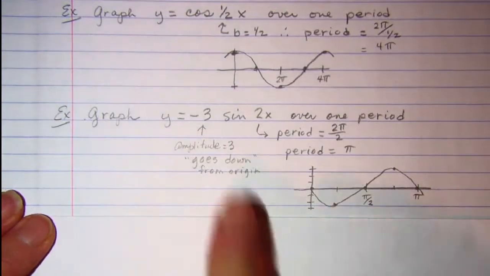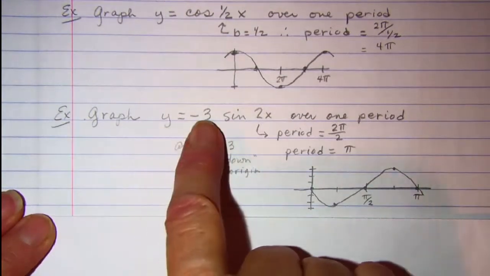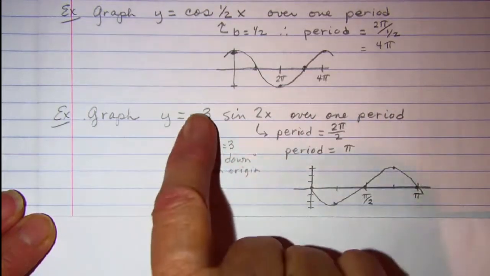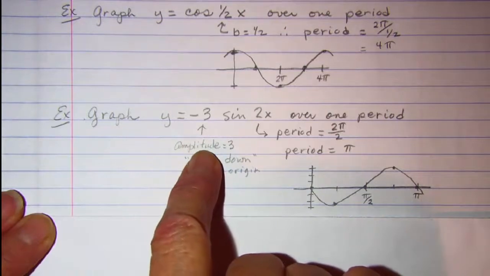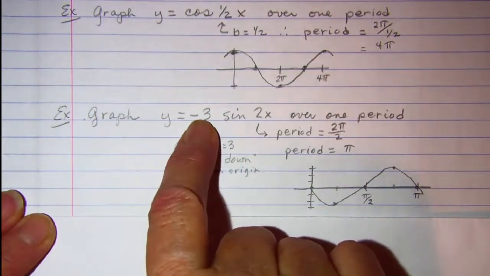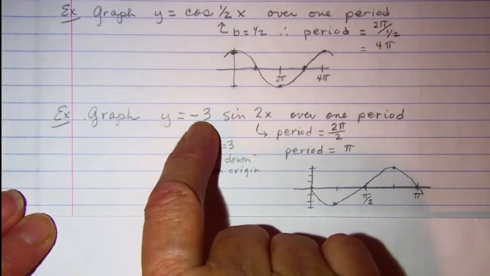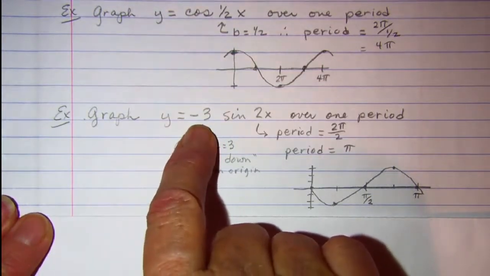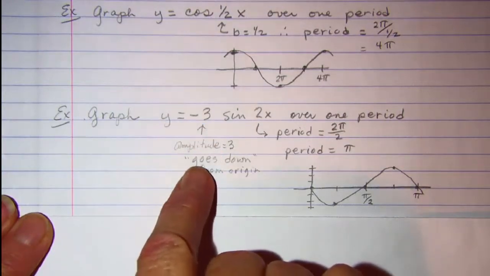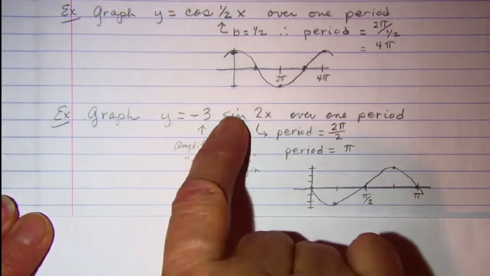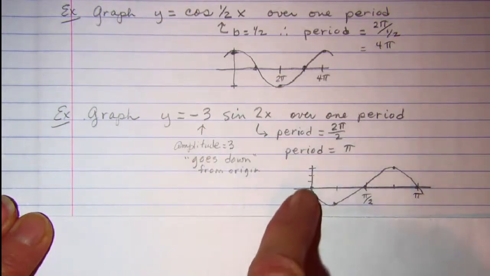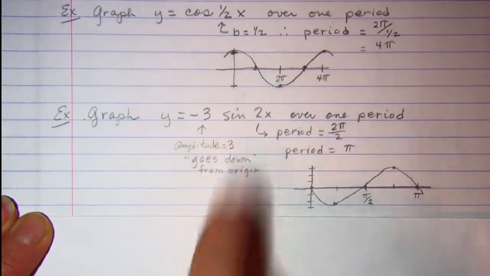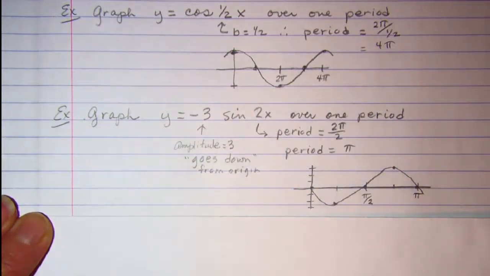All right, our next example, we want to graph y equals -3 sine 2x over 1 period. Notice here on the amplitude, we have 3. Amplitude, again, let me remind you, is the absolute value of this coefficient. So the amplitude is 3. When we go to graph, though, since I'm doing sine, it'll start at the origin and head down instead of heading upward like the usual sine curve does.